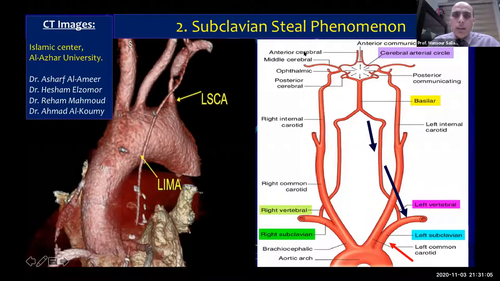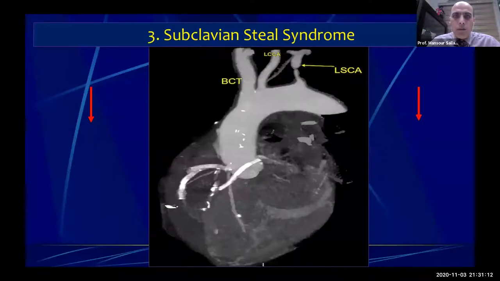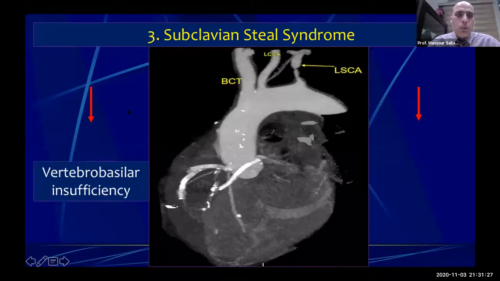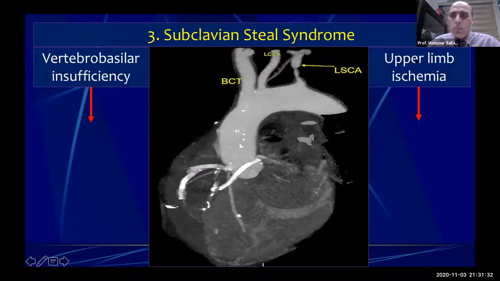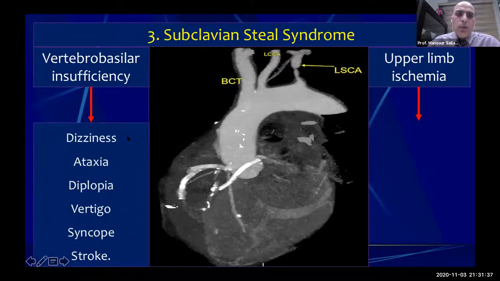If this is discovered accidentally and the patient is asymptomatic, it is called subclavian steal phenomenon. But once this reversal of shunt happens and our patient becomes symptomatic, this is called subclavian steal syndrome. So this is the simple difference between subclavian steal syndrome and subclavian steal phenomenon. So what are the major symptoms? We have a constellation of two major symptoms: symptoms of vertebrobasilar insufficiency and symptoms of upper extremity ischemia. Vertebrobasilar insufficiency in the vast majority of situations presents with dizziness.